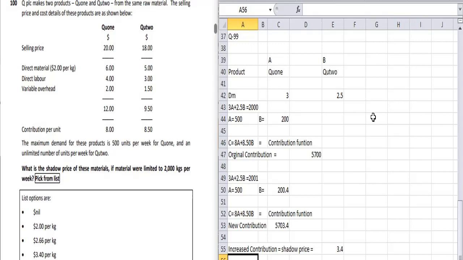Another way of doing this question is quite simple. Maximum demand for Q1 is given, and there is an unlimited number of units. Maximum demand of this product is 500 units per week for Q1, and there is an unlimited number of units per week for Q2. So we can calculate like this.